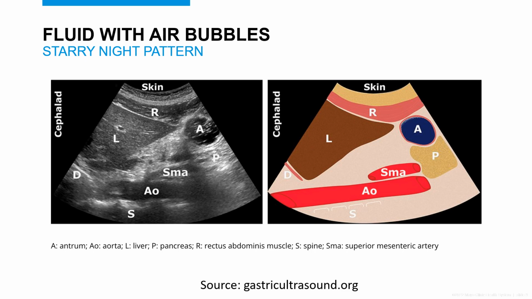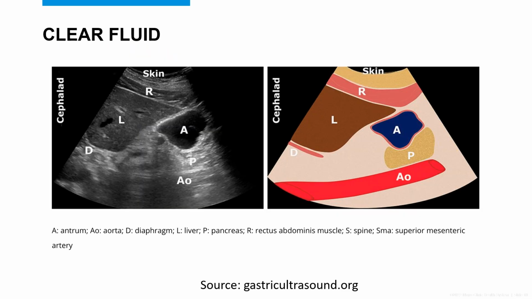That air came from either when the patient was swallowing while drinking or they drank an effervescent liquid such as bubbly water. And here we see the homogeneous, dark, hypoechoic appearance of clear liquid without any air. It's natural for your stomach to create clear gastric fluid.